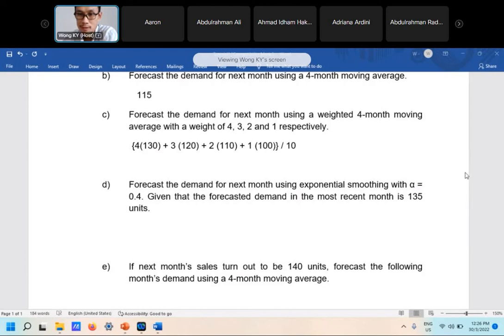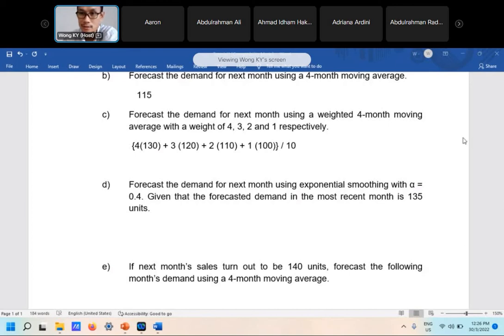Okay, Muhammad Faid, slightly different. Say 130 plus 0.4, 135 minus 130. So which one is correct? Abdul Rahman is correct or Muhammad Faid is correct? Oh, Rezwan, give another one, which is 135 plus 0.4.